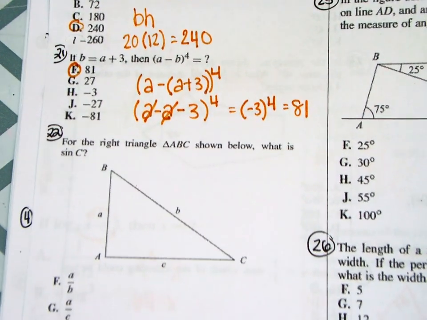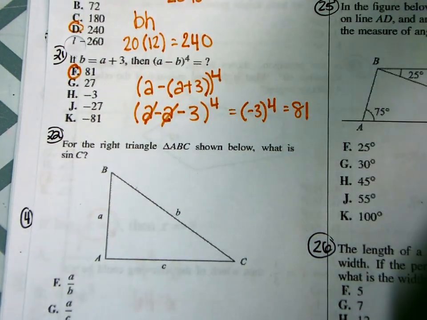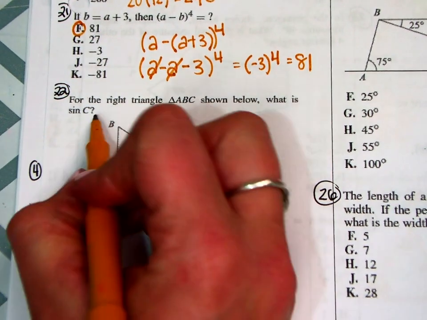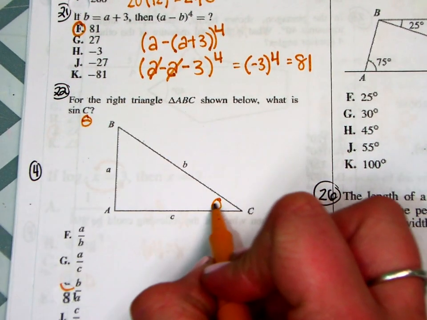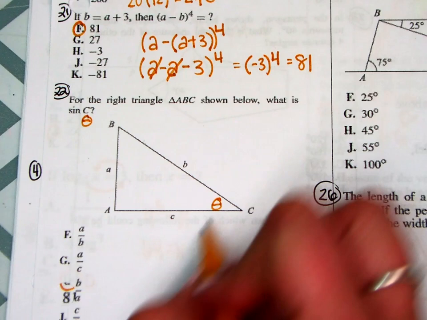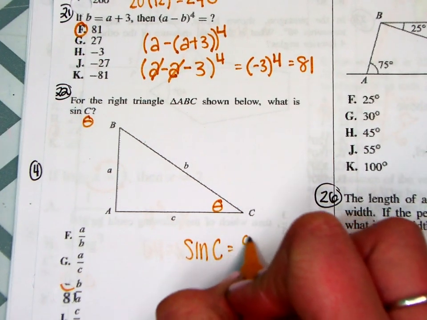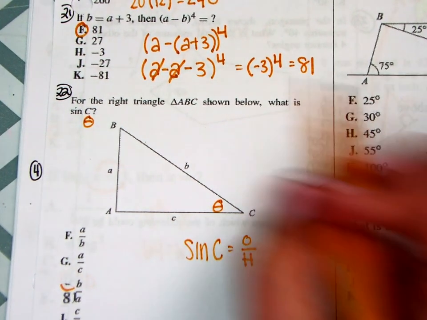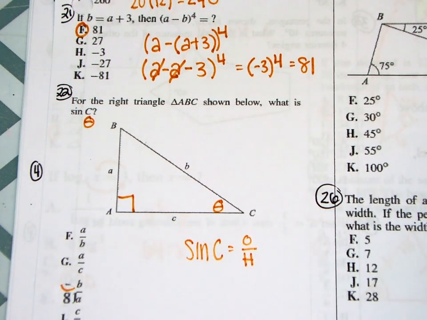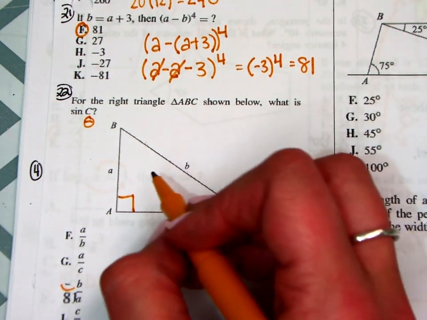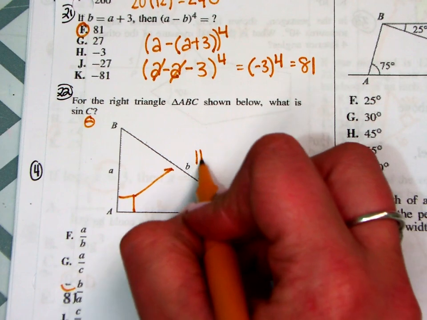Number 22, for the right triangle shown below, what is the sine of C? Well, C is where we're going to put theta. Sine is O over H, so sine of capital C is O over H. So let's label. We know that this is a right triangle. Obviously, the 90 is at A. Opposite the 90 is H.